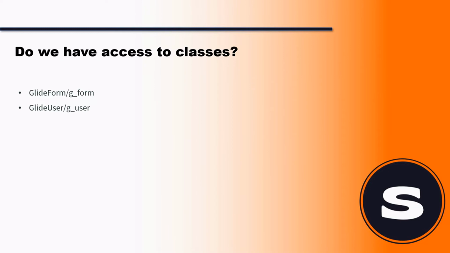Okay, so if we have this advanced capability and we've got access to scripts, what classes do we have access to? Is it the same as client scripts? Can we do the same kind of things? The answer is yes, we do have access to the same classes. So here I've put the two that we'll commonly see. So we've got access to gform, guser. There are others, but these are the two that you most commonly see. But I guess the point is, whatever classes we've got access to in client script, we also have access to them in the scripts in UI policies.